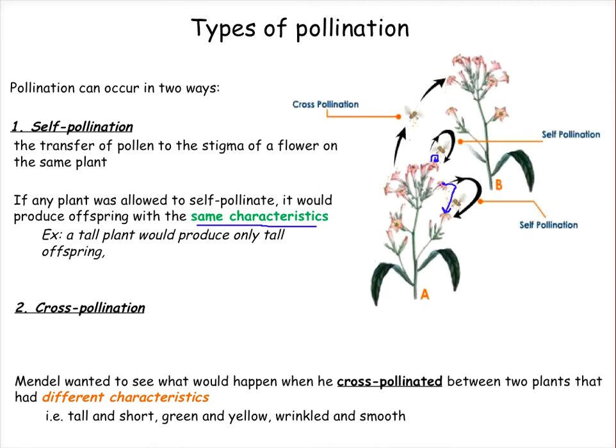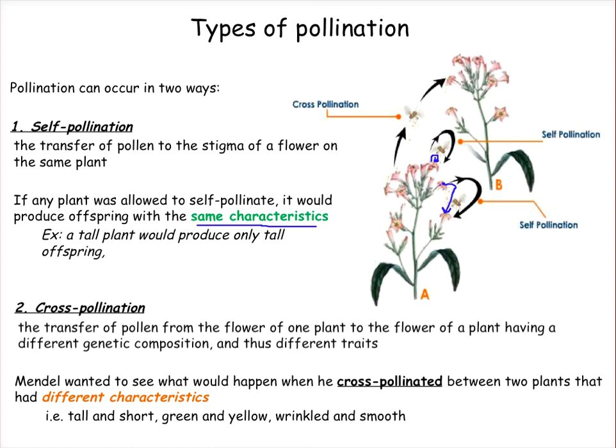The other type of pollination is cross-pollination, which is the transfer of pollen from the flower of one plant to the flower of a different plant, which has a different genetic composition, and thus different traits. And so we can see that here, if you take pollen from this plant and it's transferred all the way over to another plant, which maybe does not have the same characteristics, this would be cross-pollination.